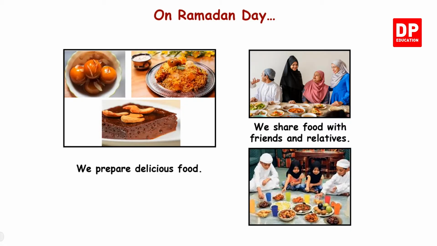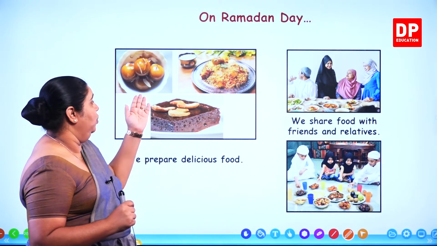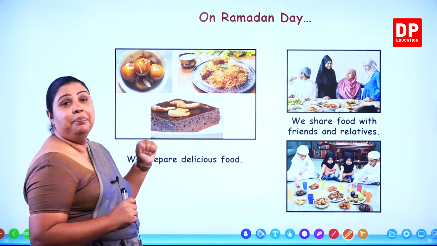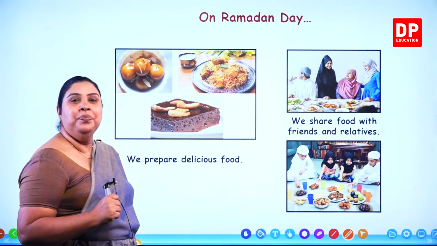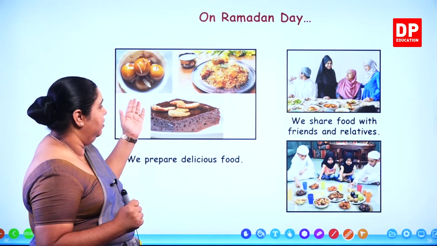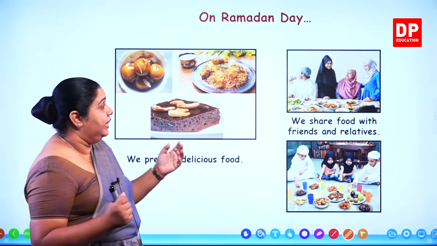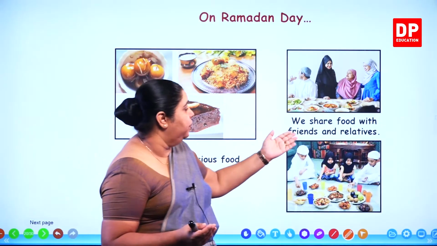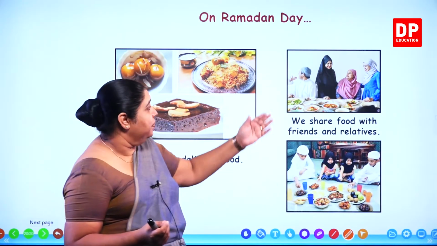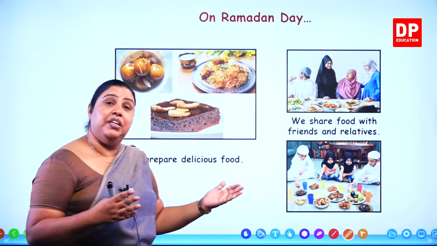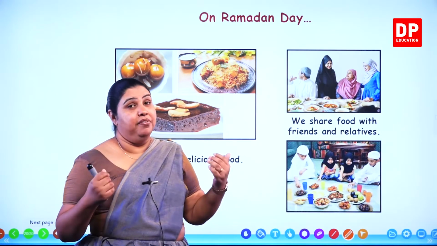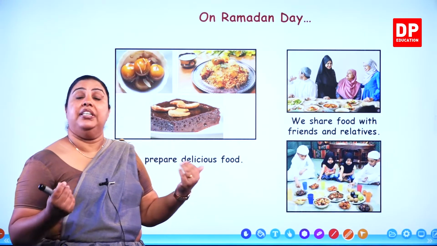What else do they do? They prepare delicious food like gulab jamun, then watalappam and biryani, all these things. Most of the Sri Lankans love to eat this food. So they prepare all this delicious food and then what do they do? They share food with friends and relatives. They share them with each other on that special day, because now they have been fasting for 1 month. Now they have broken the fast when they see the moon.